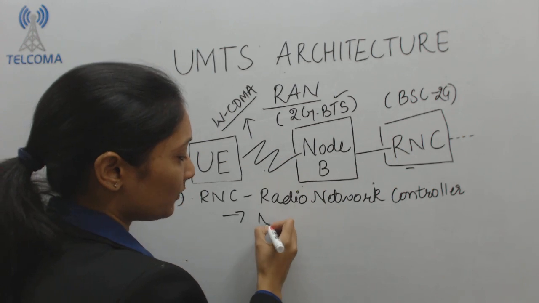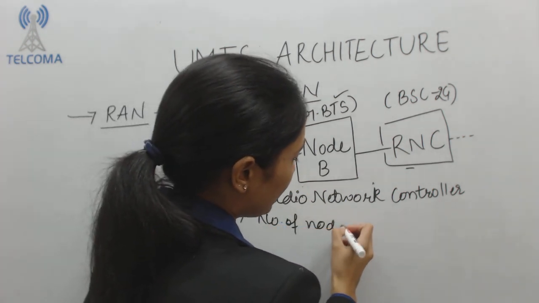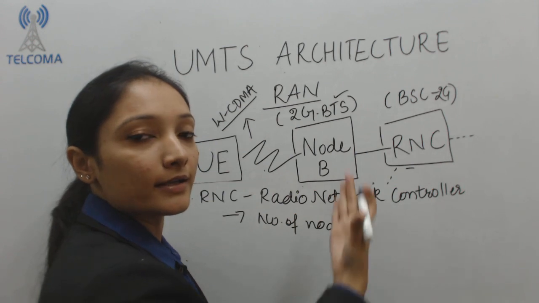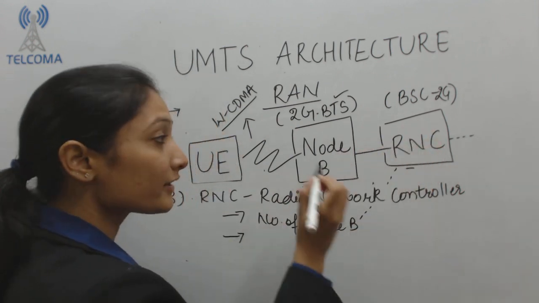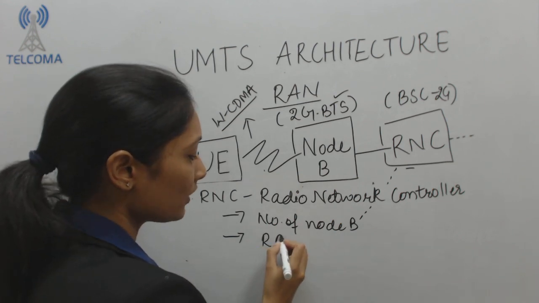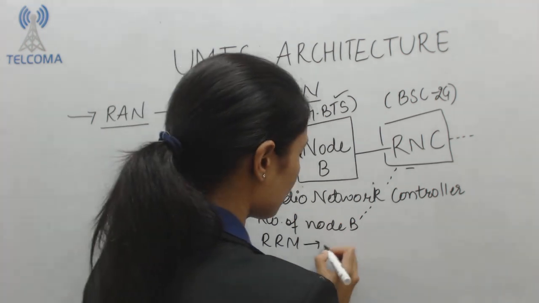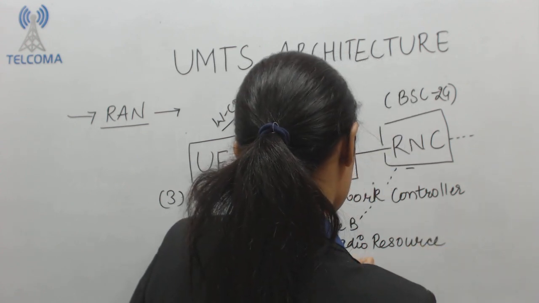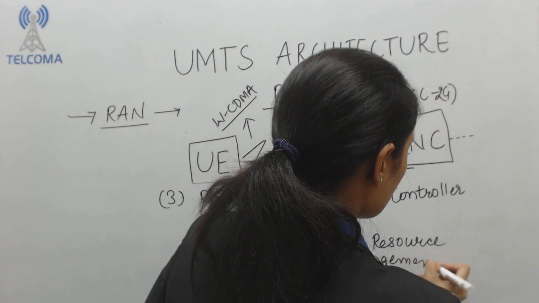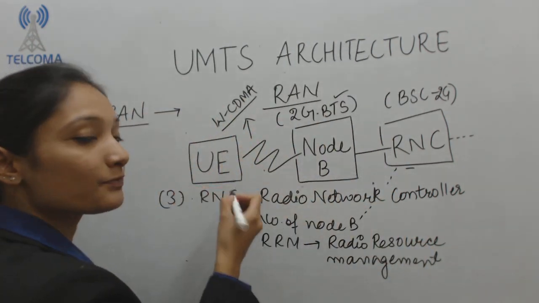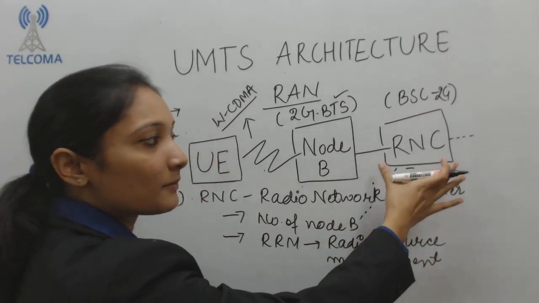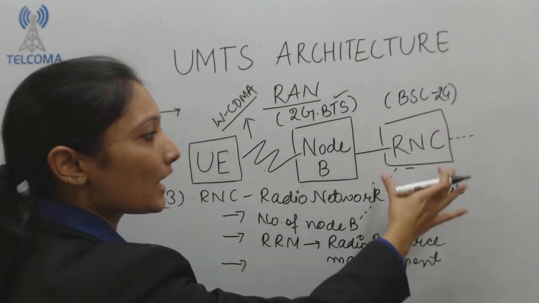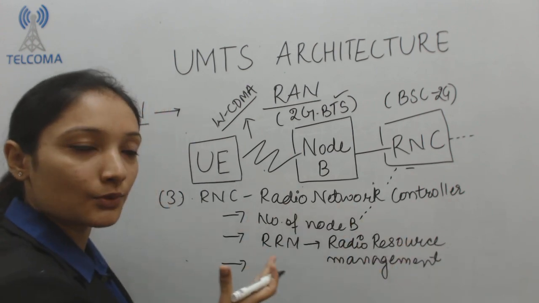There can be a different number of node Bs which are connected to RNC. So, RNC is held responsible for controlling the number of node Bs attached to it. That means the radio network controller is also held responsible for RRM, which is radio resource management. So if the radio resources are to be provided to the user equipment, that management is done by RNC, then they are forwarded to the node B and then finally to the user. So our RNC is responsible for providing these resources to the subscriber.